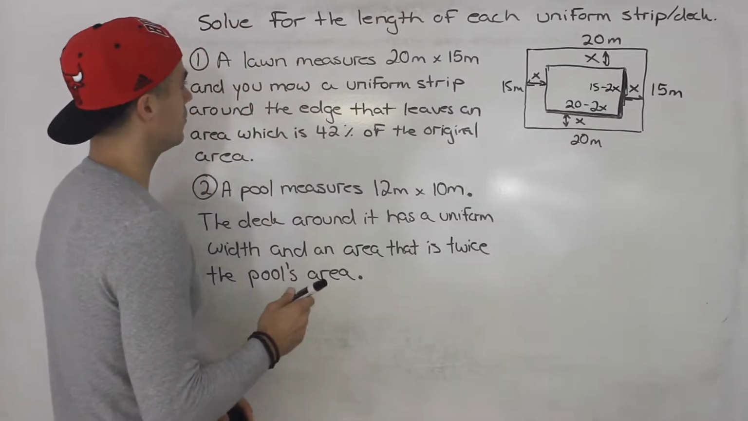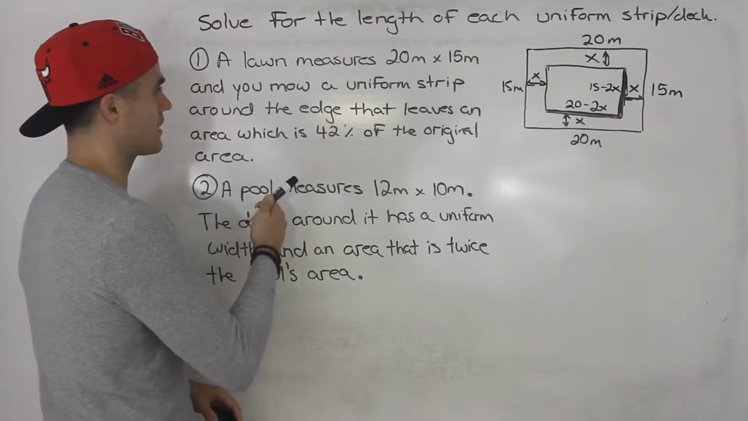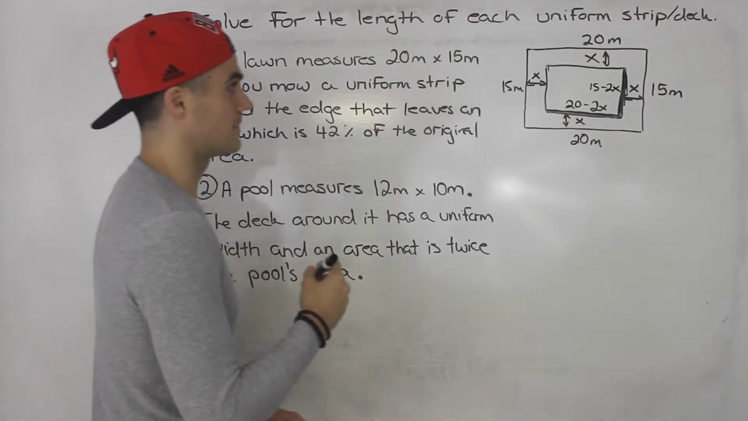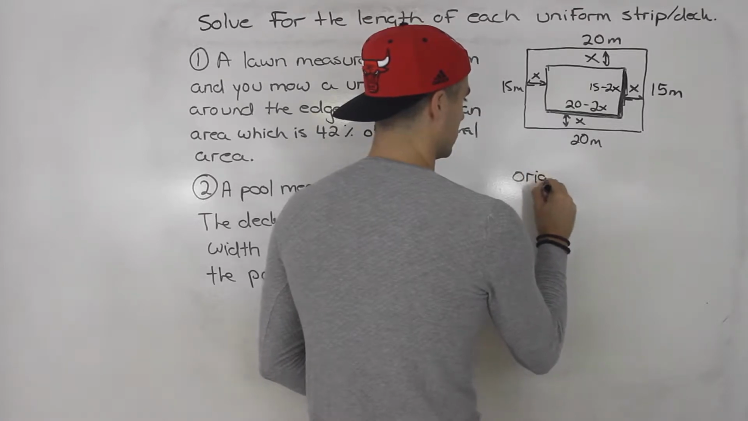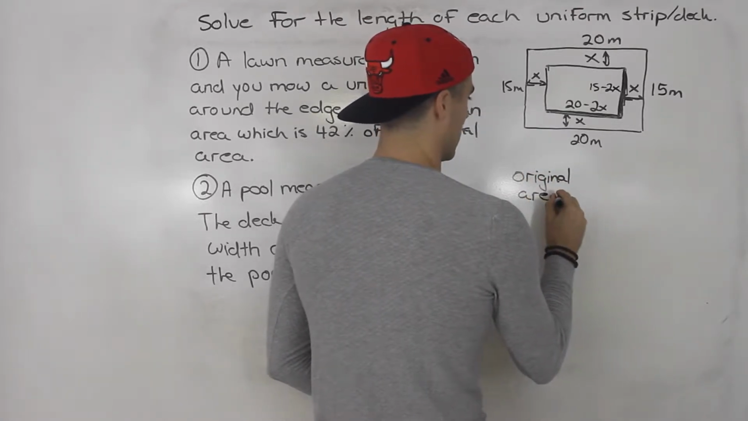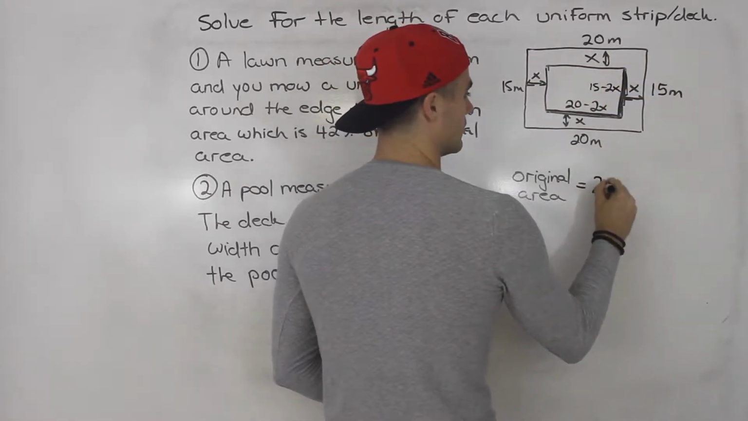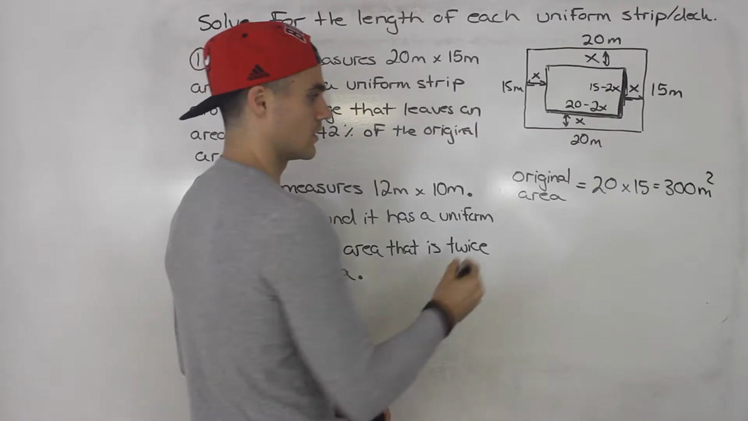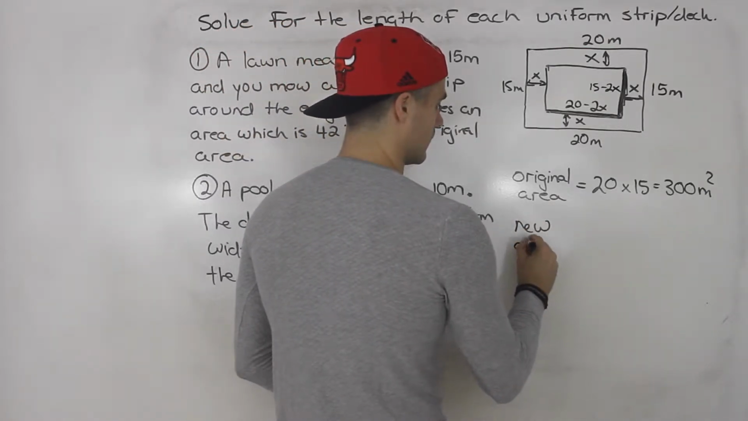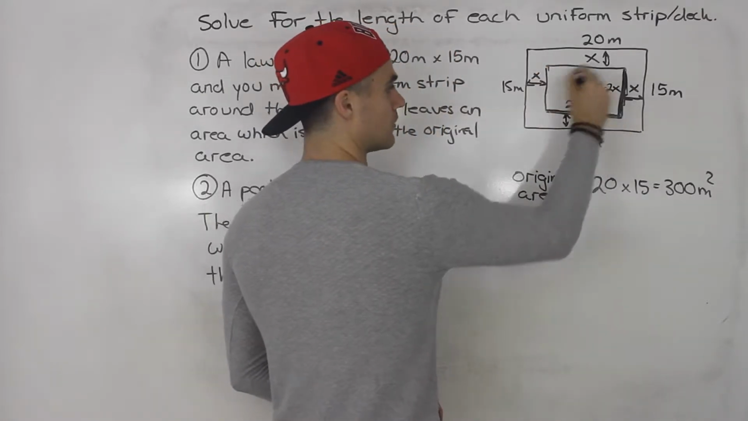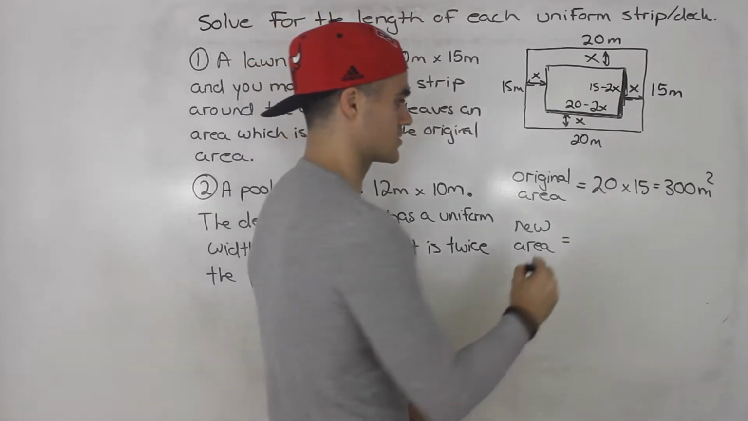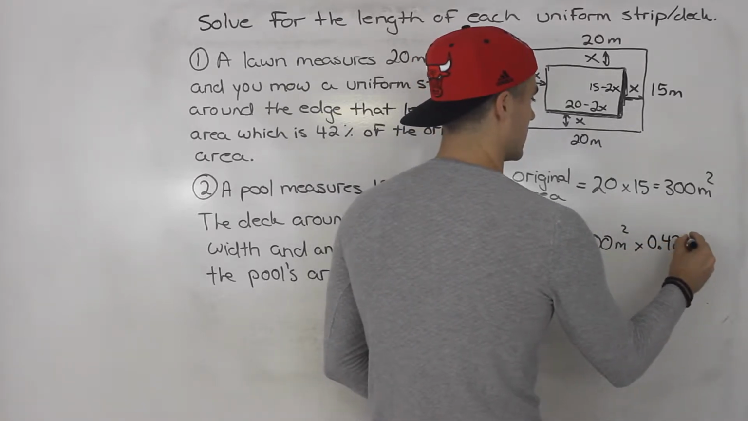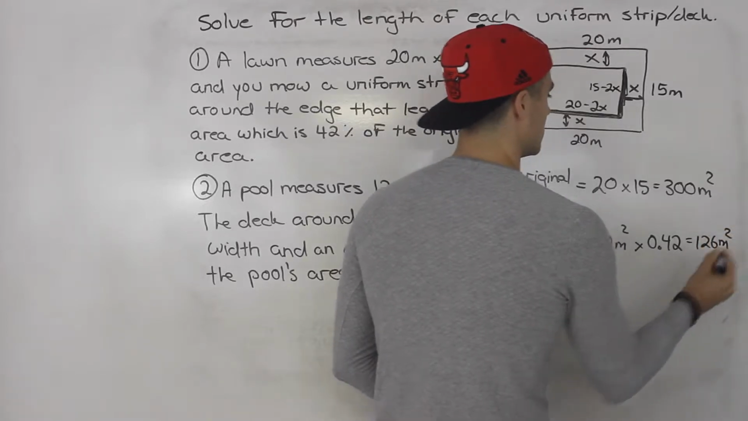So we're told that the area that's left here is 42% of the original area. So the original area is what? It's 20 by 15, which is 300 meters squared. So the new area, the area that's left here in the middle, is 42% of 300 meters squared. So we would take 300 meters squared, multiply it by 0.42. And that would give us 126 meters squared.